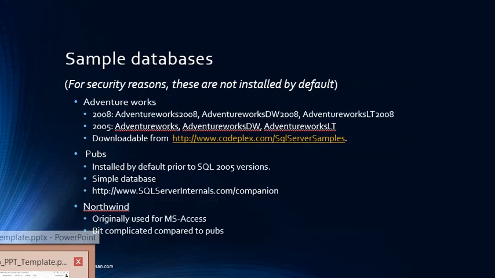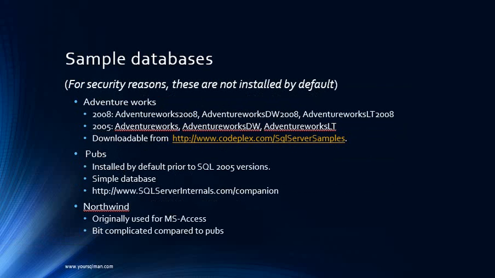Sample databases. For security reasons, these are not installed by default. Those days, before 2005 in SQL Server versions, these sample databases were installed, but now they are not. We're just going to talk about 3 databases. AdventureWorks. So we have many versions of these AdventureWorks. In 2008, we have AdventureWorks 2008, AdventureWorks Data Warehouse DW 2008, and AdventureWorks LT, the OLTP system database, 2008 version. And in 2005, we have the same 3: AdventureWorks, DW, and LT. The difference is in 2008, you have more tables, more joins, more data, more transactions, and so on.